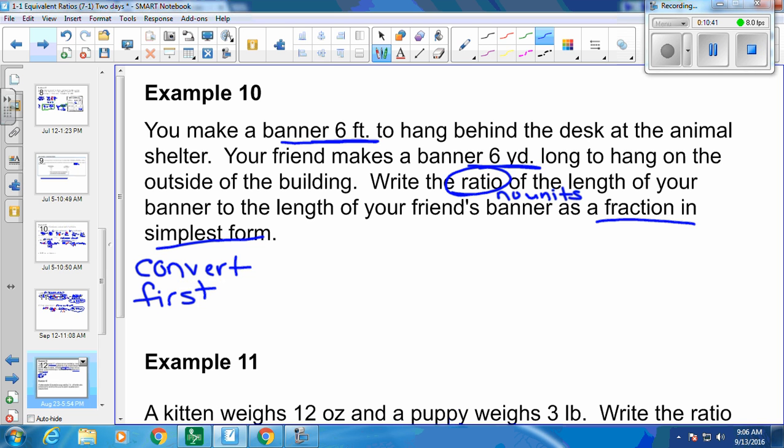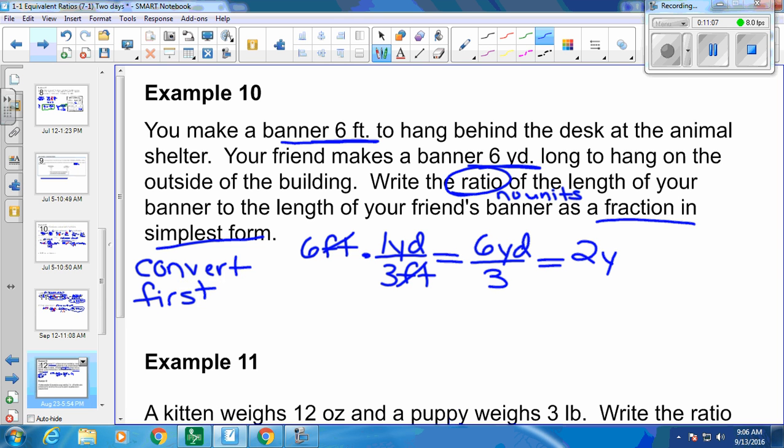I'm going to start with my banner, which is 6 feet, and I'm going to convert it to yards. I put the new unit in the numerator, so there is 1 yard and 3 feet. Again, this one might not be on your reference sheet now that I think about it. I cancel out my units. I multiply. I'm left with 6 yards divided by 3. 6 yards divided by 3 leaves me with 2 yards. And again, that is our banner. So I like to just cross the 6 feet out and write the 2 yards back in that place so I know this is our banner.